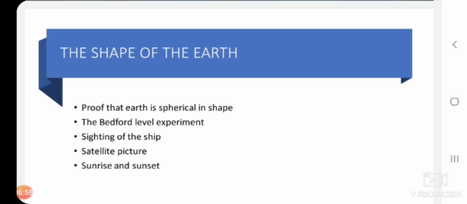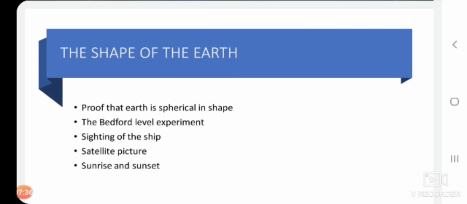And when the poles were viewed from one end of the canal, the middle pole looked slightly higher, and this could not have happened if the Earth had a flat surface. A similar experiment was repeated at different places with the same result. And children, this experiment demonstrated that the surface of the Earth was curved and not flat. So this Bedford Level experiment proved that Earth is spherical in shape.